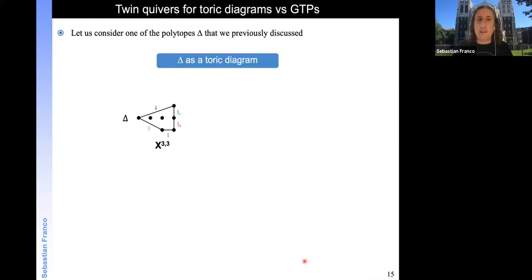Okay, so now let's go back to Ricardo's question. Let's think about delta, actually delta tilde, as a toric diagram. It's this toric diagram. I label every single edge. I put these 2 that are on the same side, I call them 3A and 3B.